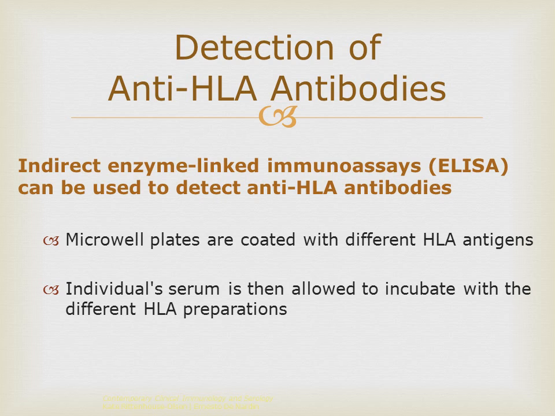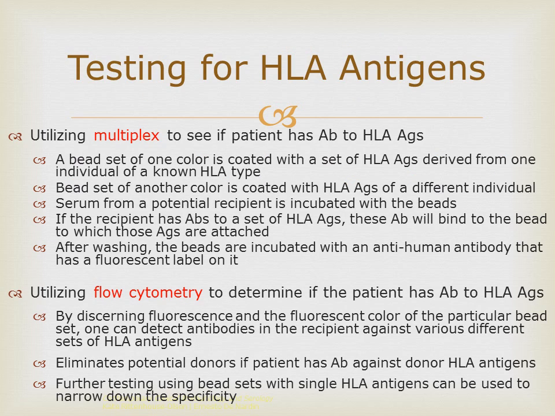Indirect enzyme-labeled immunoassays, ELISA, can be used to detect the anti-HLA antibodies. Basically, there are microwell plates provided by the kit manufacturer. The plates are coated with various HLA antigens. Then the patient's serum is added and allowed to incubate with the HLA preparations, and then we observe to see whether there's been a combination of antigen and antibody.